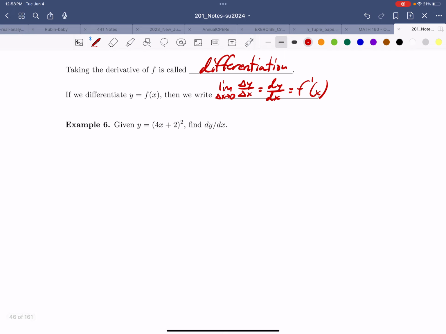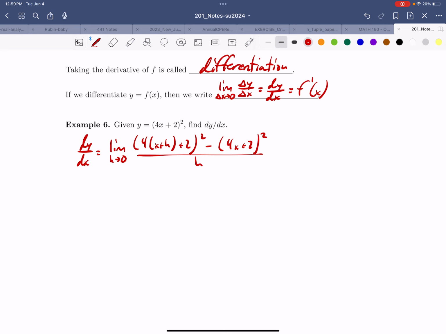Okay, so if I say, given y equals (4x plus 2) quantity squared, then find dy over dx. All right, it's a lot of work, but let's do it. So we're going to get the limit as h approaches 0 of (4(x plus h) plus 2) squared minus (4x plus 2) squared all over h, right? Pause the video if you don't see how I got that, right? It's f of x plus h minus f of x, right? All over h.